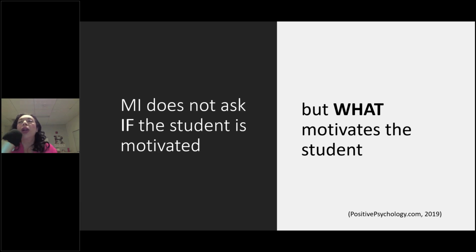One of the most important and powerful aspects of motivational interviewing is the shift in how we approach motivation. Instead of asking whether a student is motivated, we focus on a much more meaningful question. What motivates you? Rather than focusing on whether motivation exists, we help students discover what motivates them. MI helps us unlock these internal drivers and turn them into the energy needed for action.